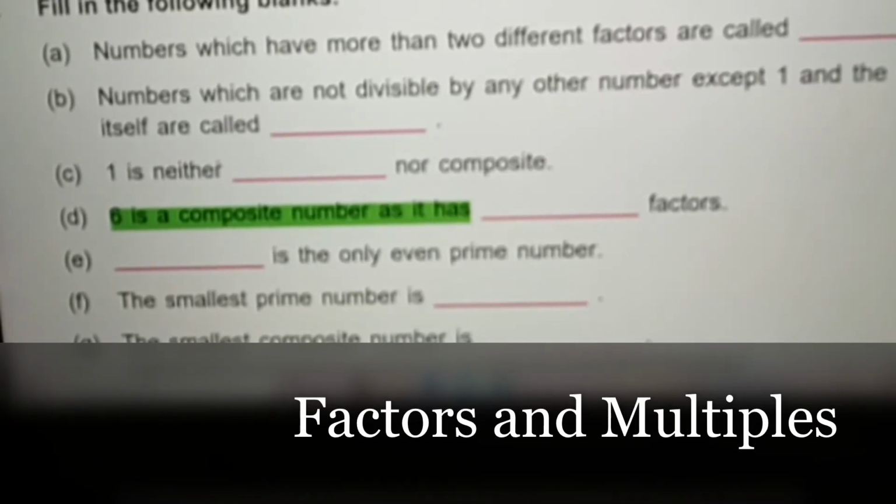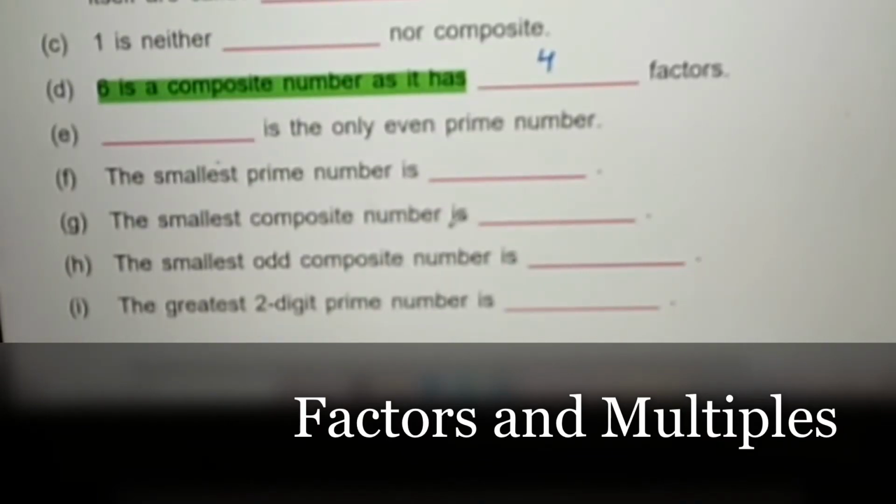The factors of 6 are 1, 2, then it is divisible by 3, not 4, not 5, and then 6. It has exactly 4 factors. Now, 2 is the only even prime number. You must remember that 2 is the only even prime number, because all the other prime numbers are odd.